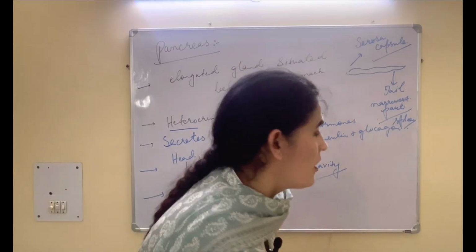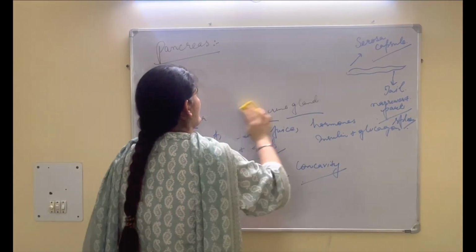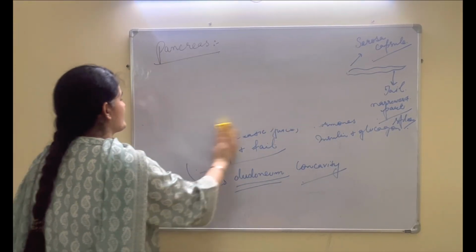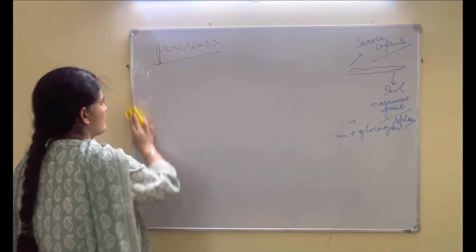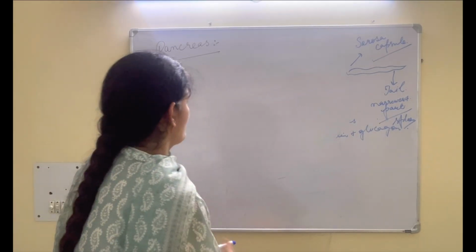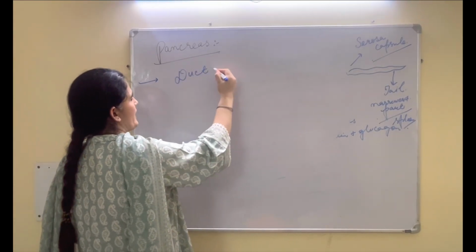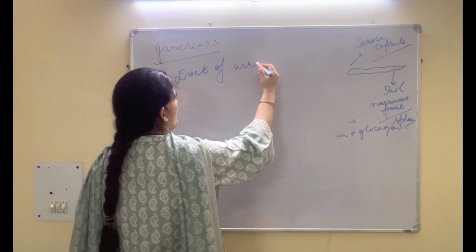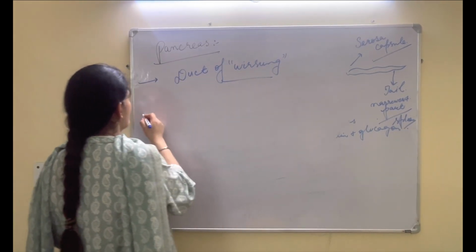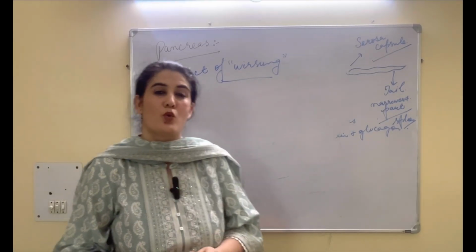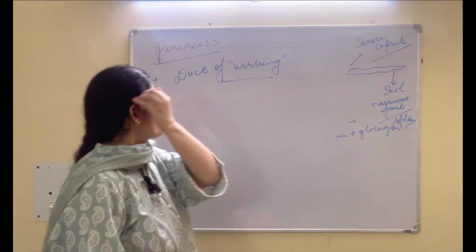And next, what we will discuss about this pancreas is the duct. I told you the pancreas acts both as an endocrine and exocrine gland. So the pancreas has a duct also, through which it releases its secretions, and that duct is known as the duct of Wirsing. Duct of Wirsing. This is very important. You should note this down, because in exams such questions are mostly asked.